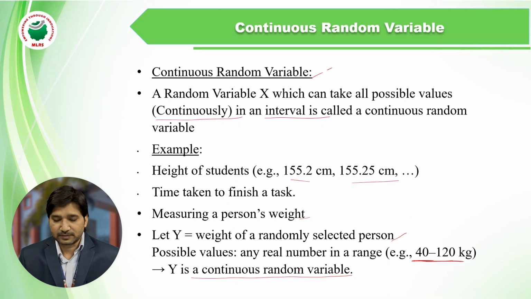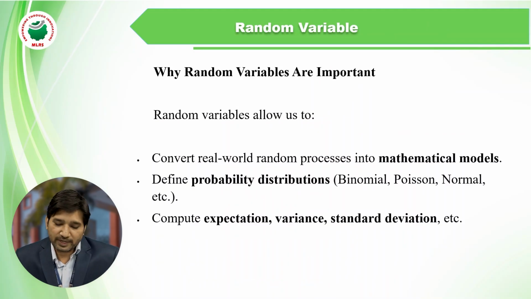Next, why are random variables important in statistics? Random variables allow us to convert real-world processes into mathematical models. They also let us define probability distributions like the binomial, Poisson, normal, and uniform distributions. And we can compute expectations, such as the mean, variance, and standard deviation. So we can use the random variable.